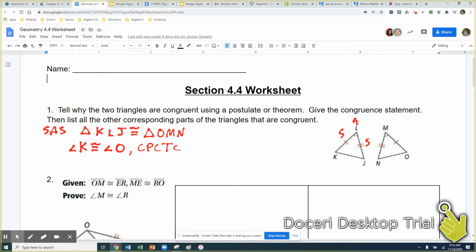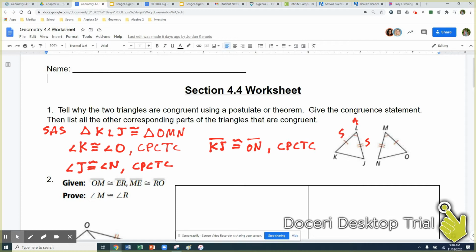So you've now unlocked the rest of the pieces. Now we know that angle K and angle O are congruent. We already know that L and M are congruent, so the only other pair of angles left is angle J is congruent to angle N, and that's because of CPCTC. So those are another set of angles that are congruent. Continuing, we've got a KJ side that is going to be congruent to an ON side, and that's because of CPCTC. So there's our 3 other pieces that are now congruent.